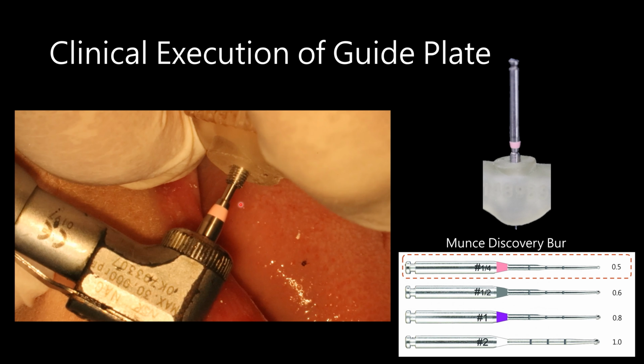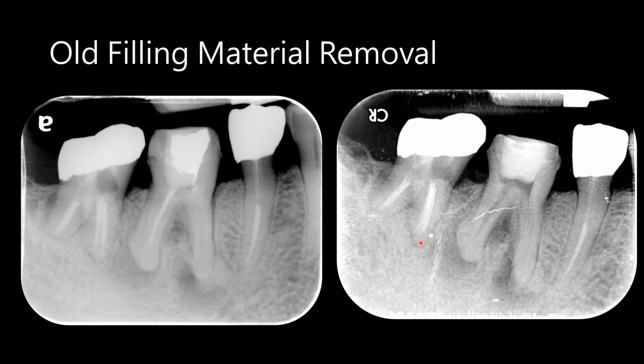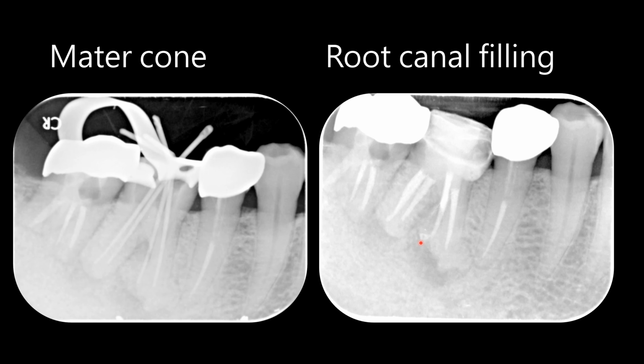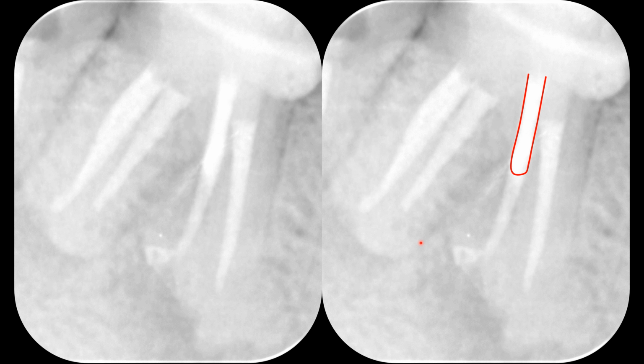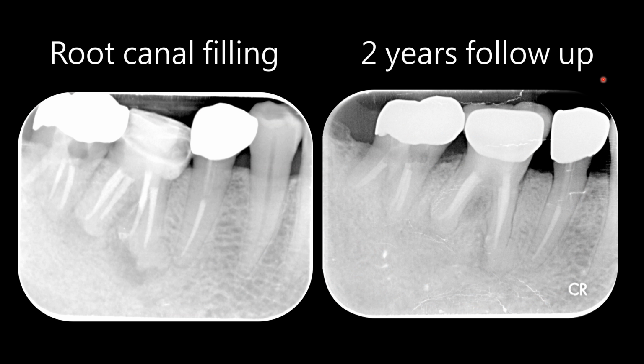So I performed the endodontic treatment. I used this drill path to find the mesiolingual canal, which is here. This is pre-op and this is post-op. After I found the mesiolingual canal, I finished the root canal treatment. As you can see, this is more radiopaque, which is my drilling path that you can see here. And here is the 2-year follow-up. At 2 years follow-up, we can see the apical lesion is healing.